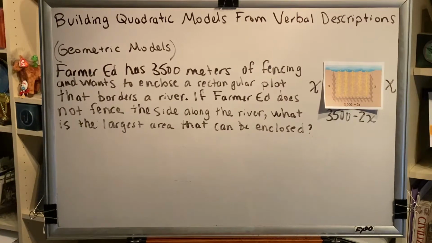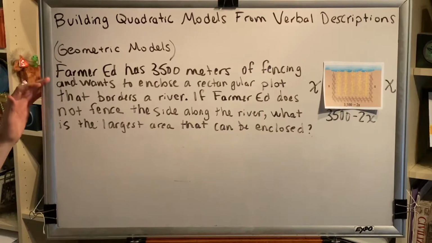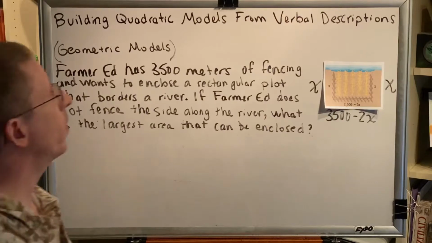The topic of this video is building quadratic models from verbal descriptions, geometric models. Let's look at a problem. Farmer Ed has 3,500 meters of fencing and wants to enclose a rectangular plot that borders a river. If Farmer Ed does not fence the side along the river, what is the largest area that can be enclosed? And this problem comes with this diagram.